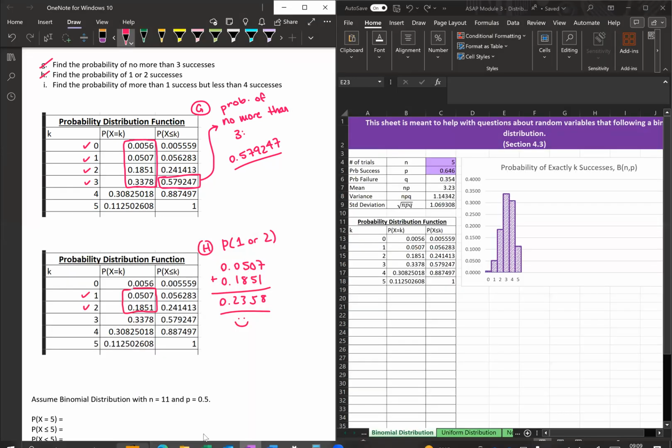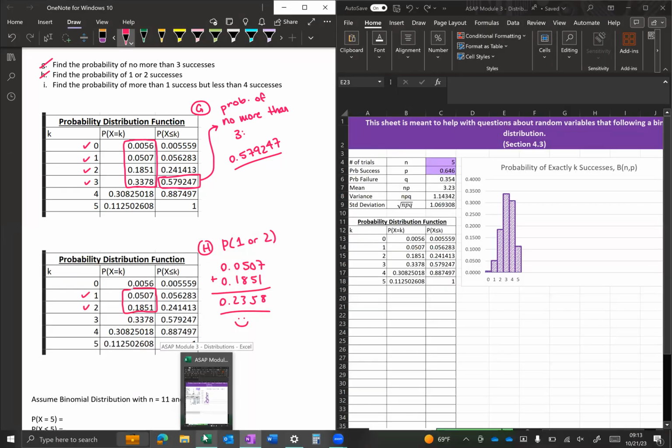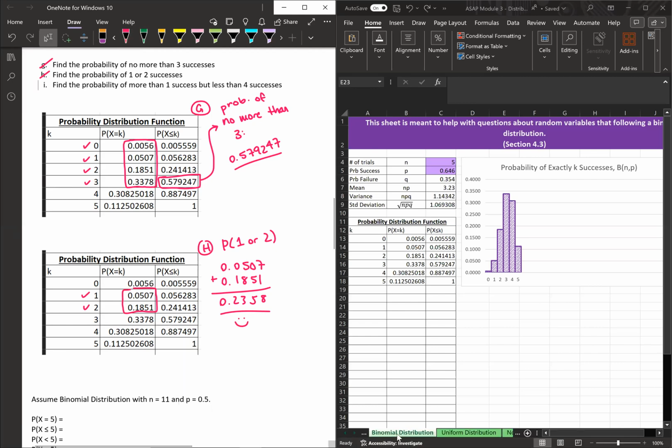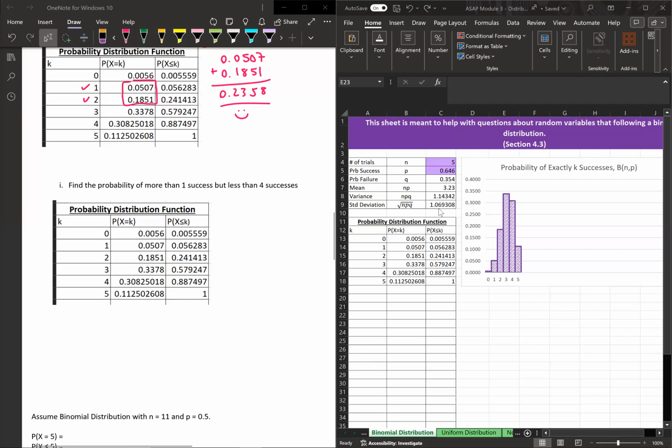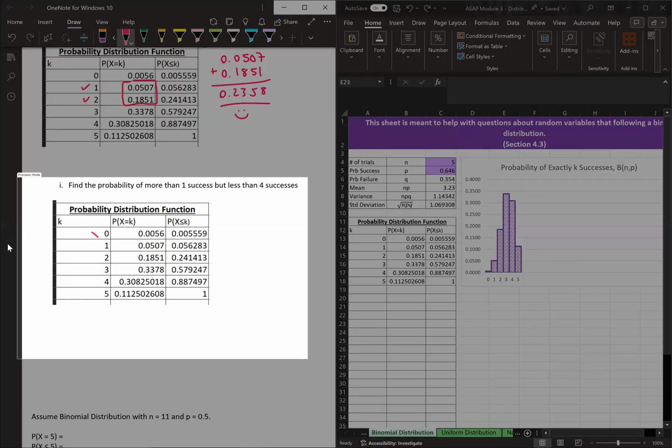And we have the probability of more than 1 success, but less than 4 successes. So let's see how that looks. To say more than 1 means we're not going to include 1. We're definitely not going to include 0, but we're not going to include 1. Could we include 2? Yes. Can we include 3? Yes. And we need to be less than 4. So can we include 4? No, we have to be strictly less than it. And so you're just doing these 2 values.